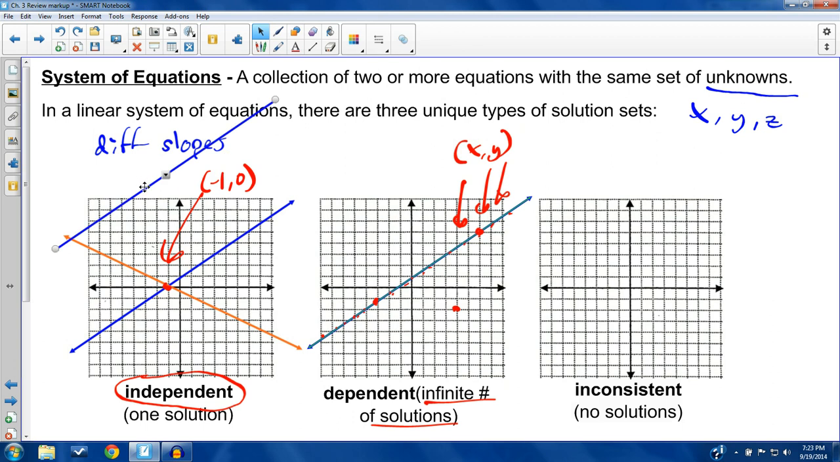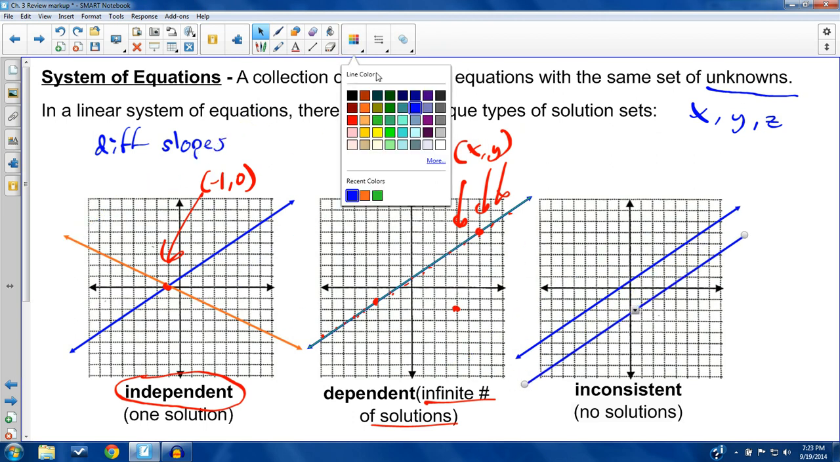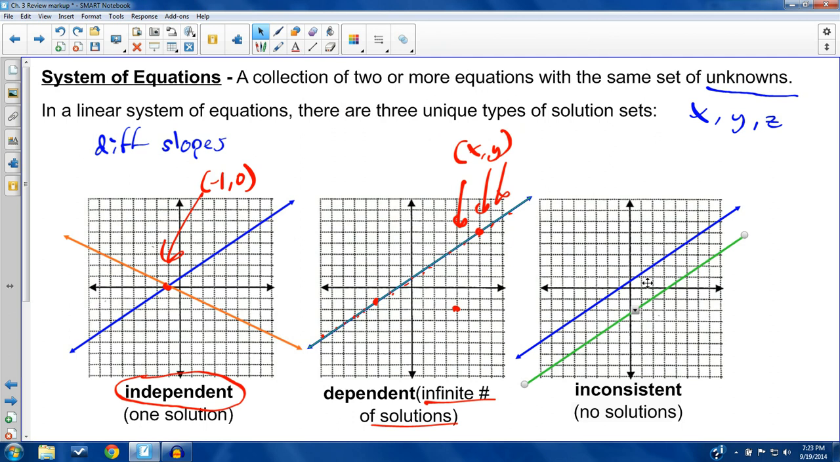Inconsistent. Let's go ahead and paste these guys in again. Here's one, crossing at our infamous -1, 0 spot. And I'll make another one. Let's make it green again. Okay. These will never intersect. They are parallel lines, and they run on forever, but they never cross.